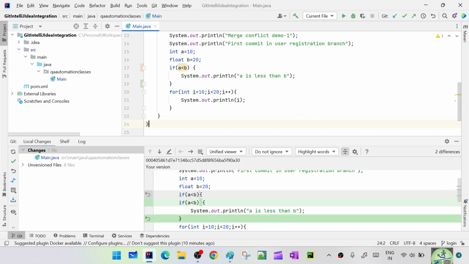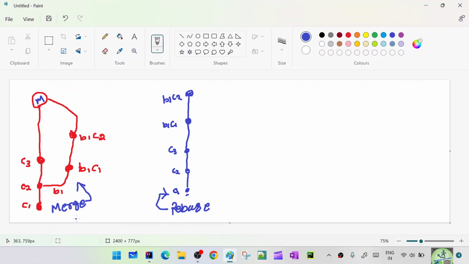So this is the theoretical part, and we have to keep in mind what is the difference between merge and rebase. In merge it's non-linear, and in rebase it is linear commits. So that's all for the introduction to rebase. We'll see the practical example in the next session. Thank you guys.